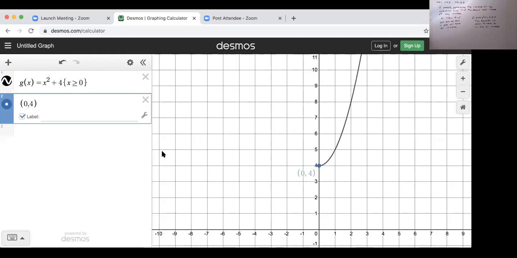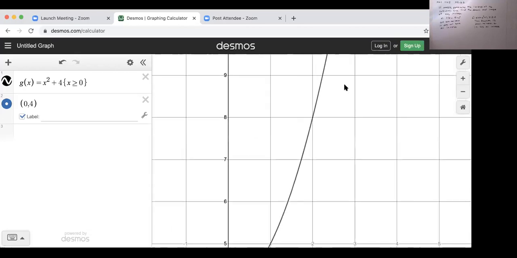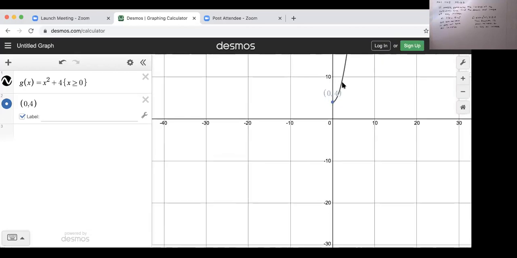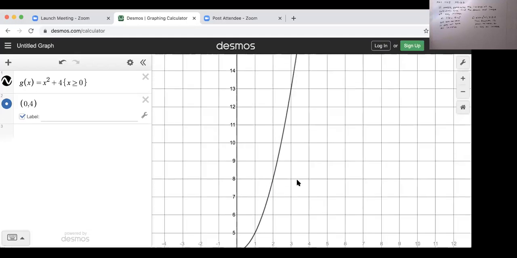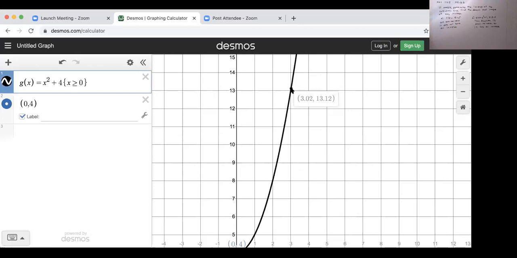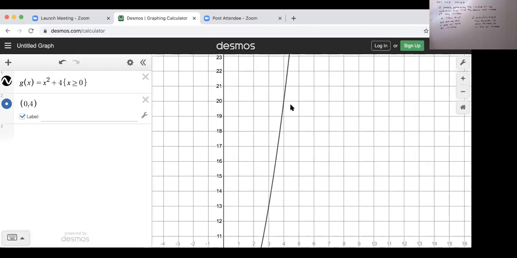So what is my domain? What's the lowest x value you see? I do not see an x value of -1 or -2. The lowest x value I see is 0, but I see 1 and I see 2. And if I go long enough, I would see 3, 4, 5. It goes as high as you want it to go. 3 is about here, and 4 is about here. And the x's go as far as you want.